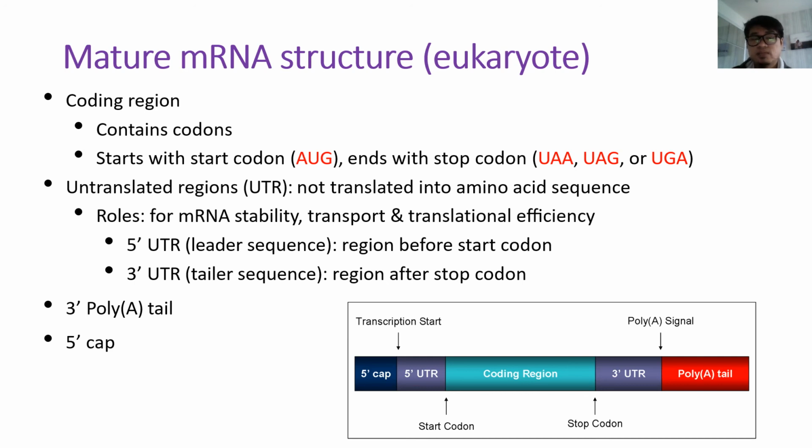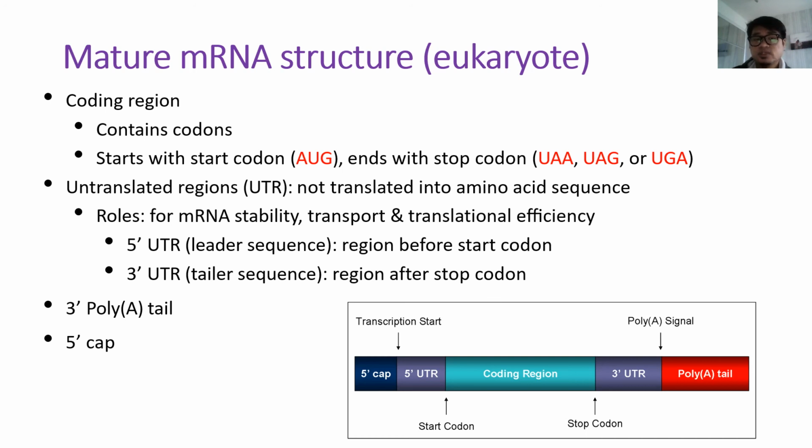In the coding region, they must have the code. It contains the codons, and the start codon AUG ends with a stop codon, which is UAA, UAG, or UGA. Also in the mature mRNA structure, there are the UTRs, or untranslated regions. These regions are not translated into amino acid sequence. The roles of the UTR are mRNA stability, and also transport and translational efficiency.